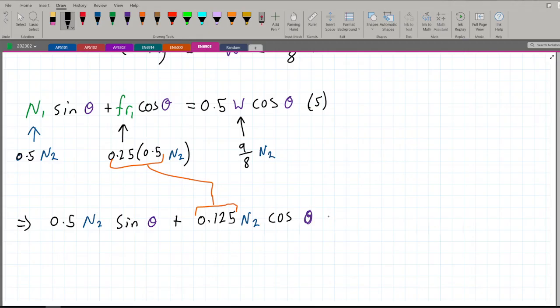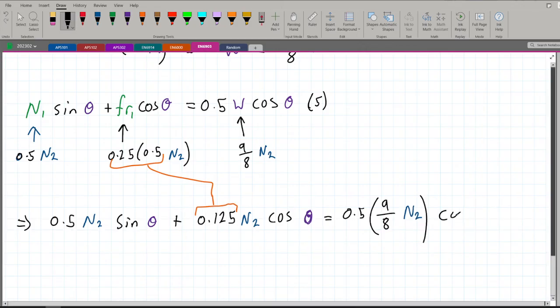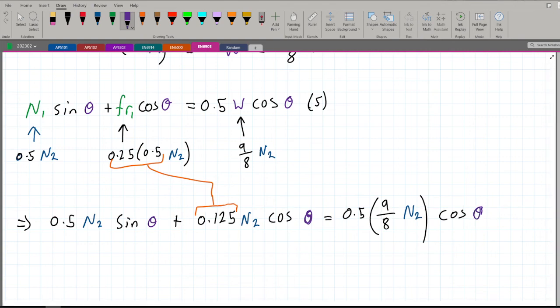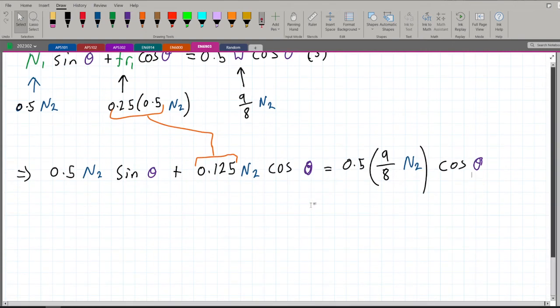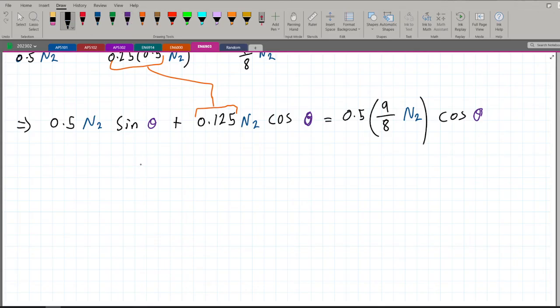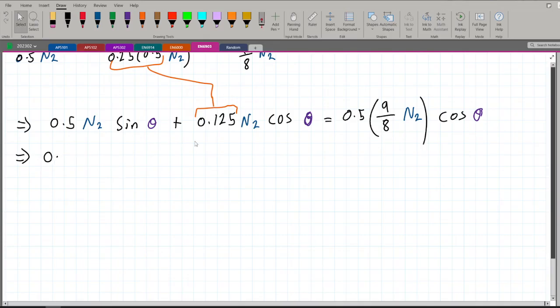is equal to 0.5 W. W is 9 over 8, so 0.5 into 9 over 8 N2 cosine theta. All right, let's simplify all the N2s here and try to group them up together. So this is what's going to happen. We have this cosine, we will take it to the other side, and here we're just going to simplify this a bit more. So we're going to go step by step. Again, 0.5, I'll just copy paste this so I don't have to rewrite everything again, and I will show you how I will do the simplification.